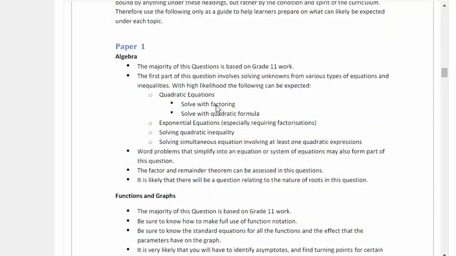So make sure that you actually go there and tick: quadratic equations, I know how to solve them using factorizing. I know how to solve them using the quadratic formula, most people do. Exponential equations, especially requiring factorization. Do I know how to solve an exponential equation? Do I know what an exponential equation is? If you don't, then highlight that and go and study it. If you don't know, come and ask me. What the heck is an exponential equation that requires factoring? So where's this bit?